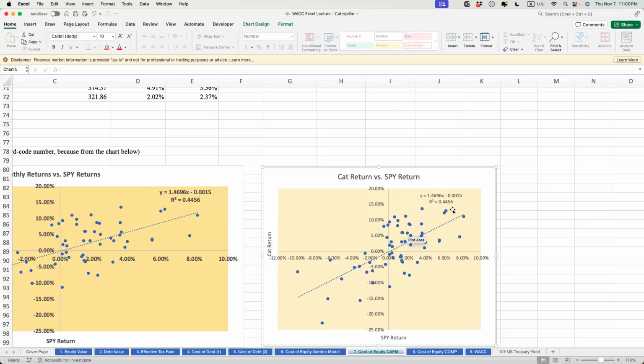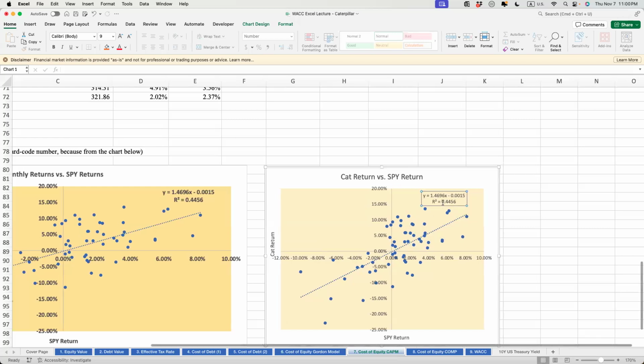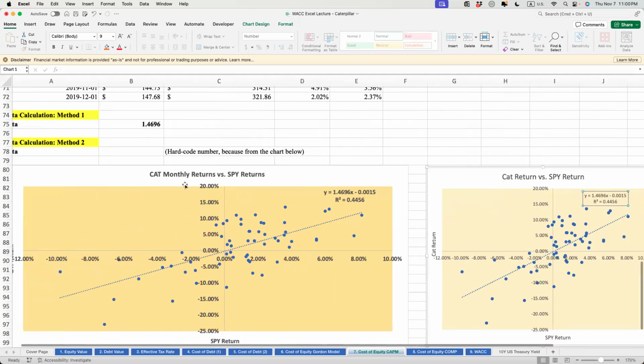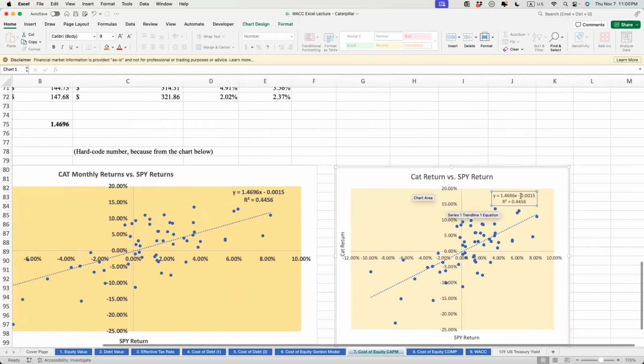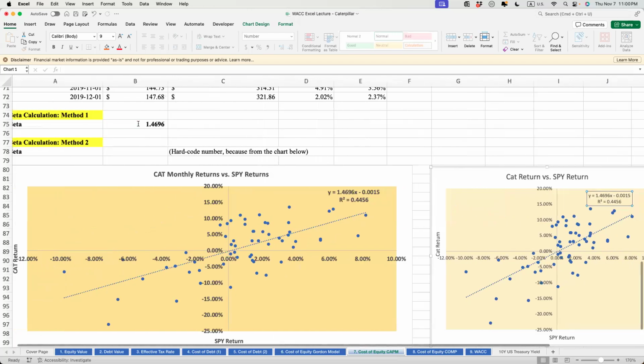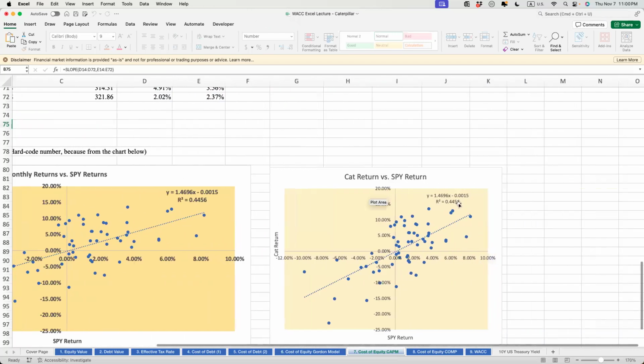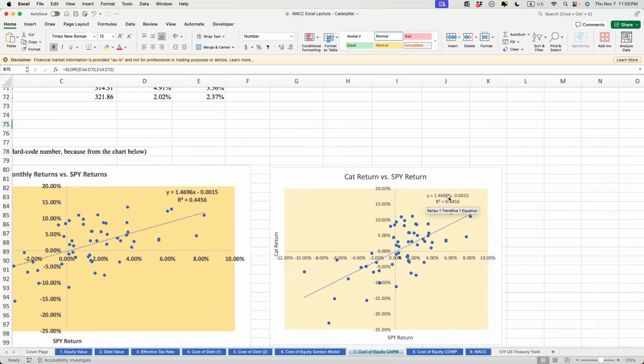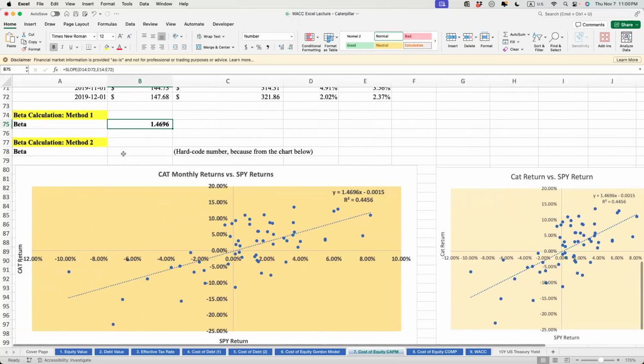Okay, but we don't worry too much about R-square here. Our focus here is we do want to find what the beta is. So I want to show you this visualization, just to explain where this slope idea comes from. It is because this beta is the slope for this linear regression, which identifies the relationship between SPY return and the Caterpillar return. So that's why I put method 2 here.